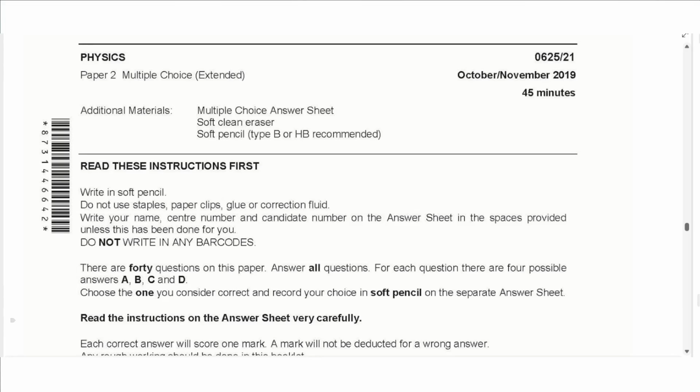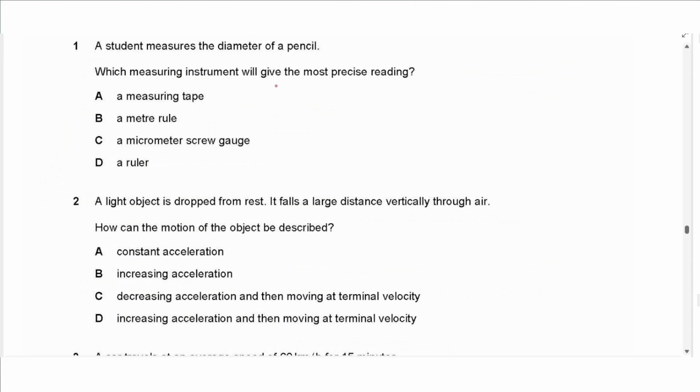In this video, I will be solving the paper 2 exam for October-November 2019 variant 1. So let's get started. Question 1 says a student measures the diameter of a pencil. Which measuring instrument will give the most precise reading? A measuring tape, a meter ruler, these have the same scale, centimeters and millimeters. So no. Micrometer screw gauge, yes. A ruler again has the same scale, so the answer here is C.